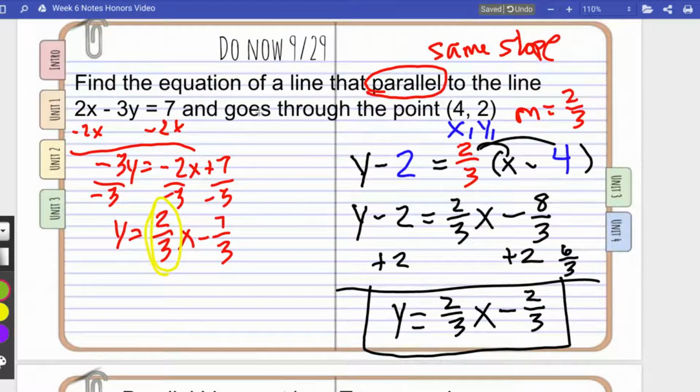So if you're looking for the equation of a line that's parallel, it has to have the same slope. So I had to take my equation over here, 2x minus 3y equals 7, solve it for slope-intercept form. When I did that, I got a slope of 2/3. So the slope we're going to use is going to be 2/3. And it goes through this point, 4, 2. That's going to be my x1, y1. So if I want the equation of a line that's parallel to that line, so it has 2/3 slope, and it goes through the point 4, 2, I use the point slope form and solve.